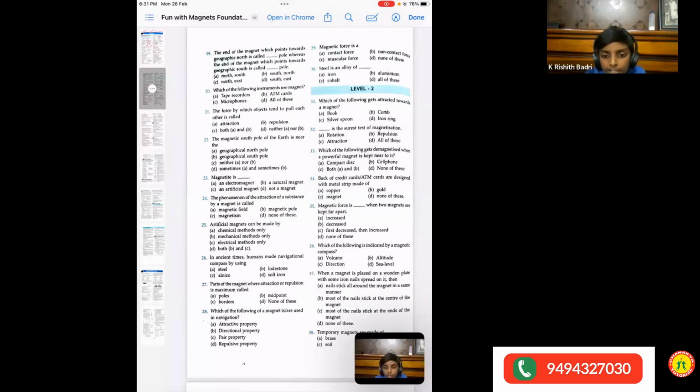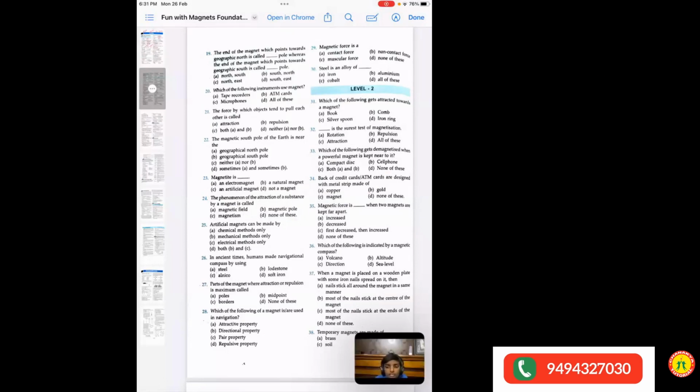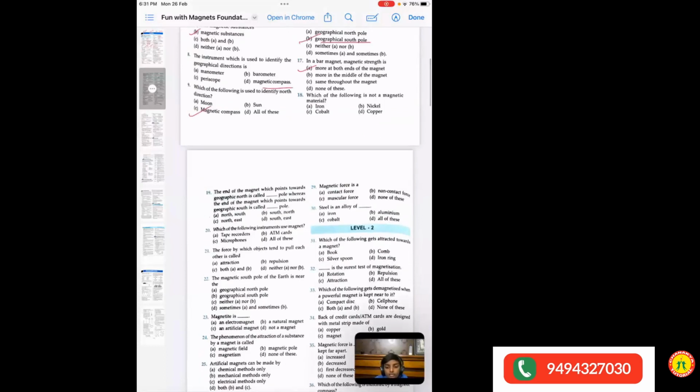Ma'am, question number 18. 18. Okay, fine, 18. Which of the following is not a magnetic material, Soumya? Yes, ma'am. Cobalt. Correct. So the cobalt is not the magnetic material.